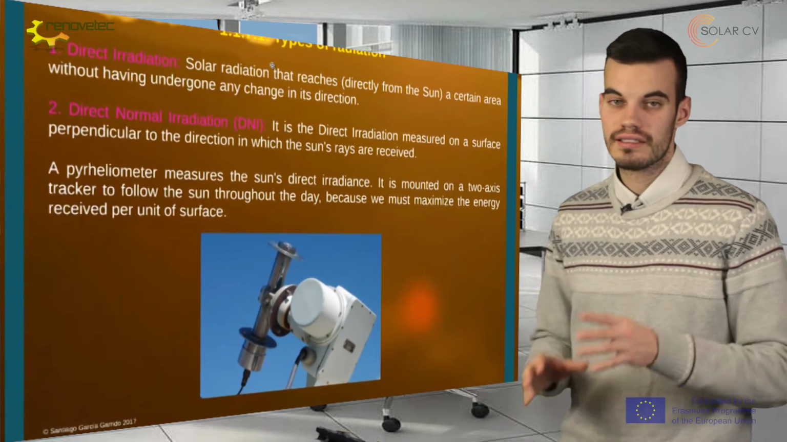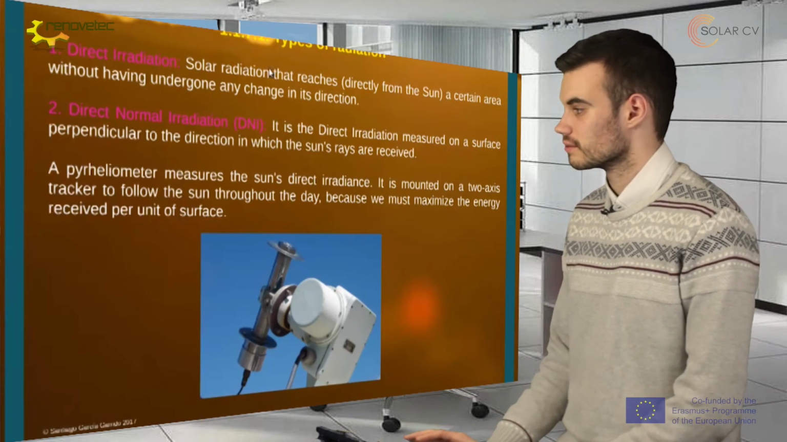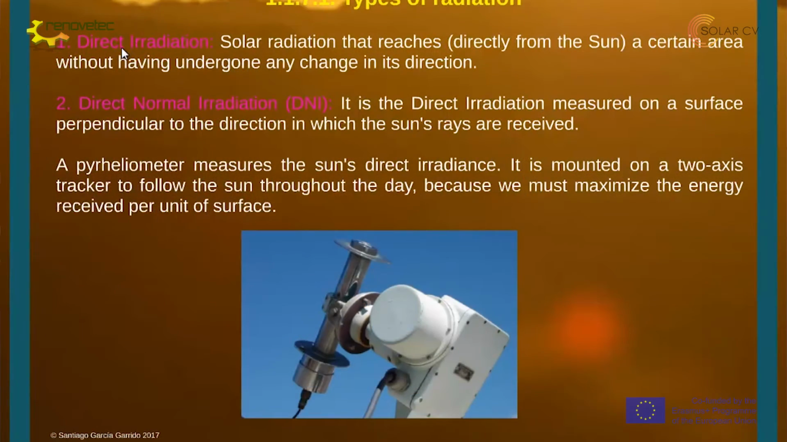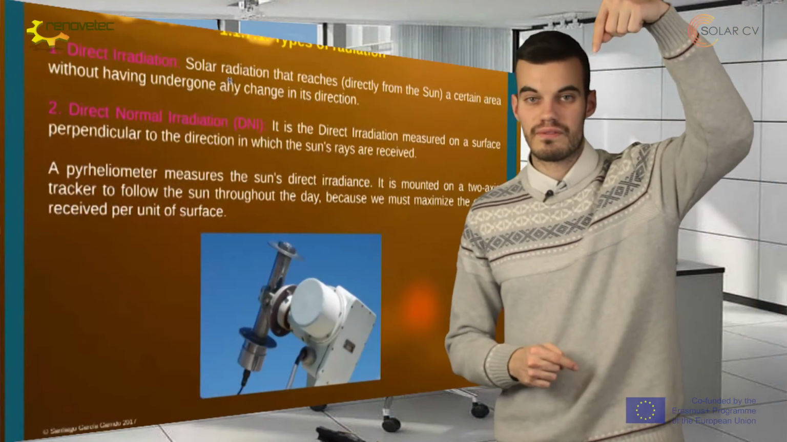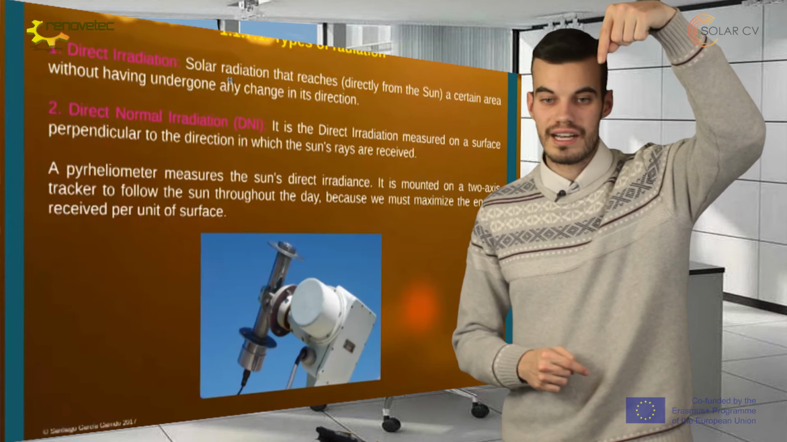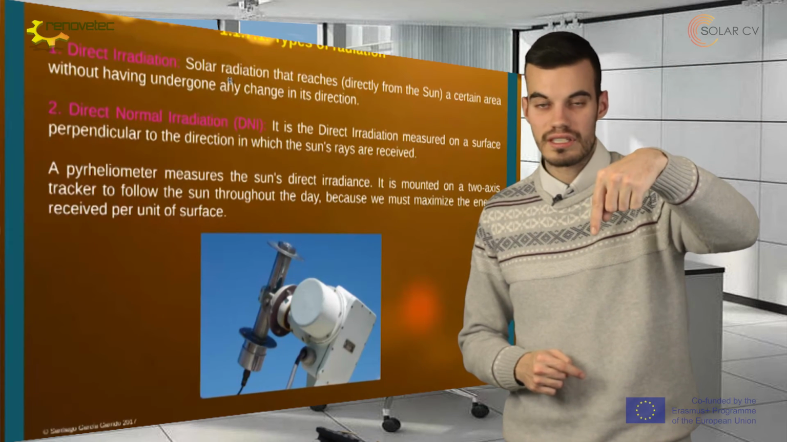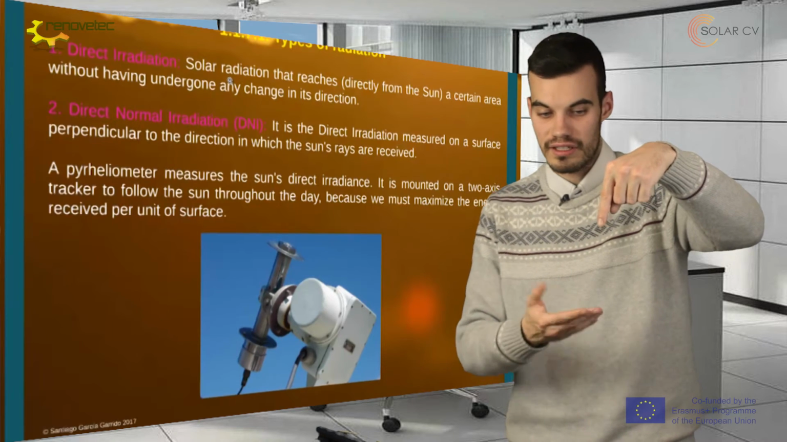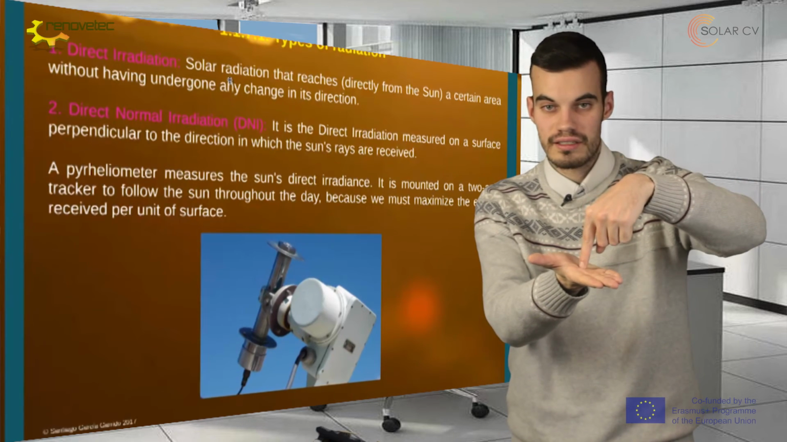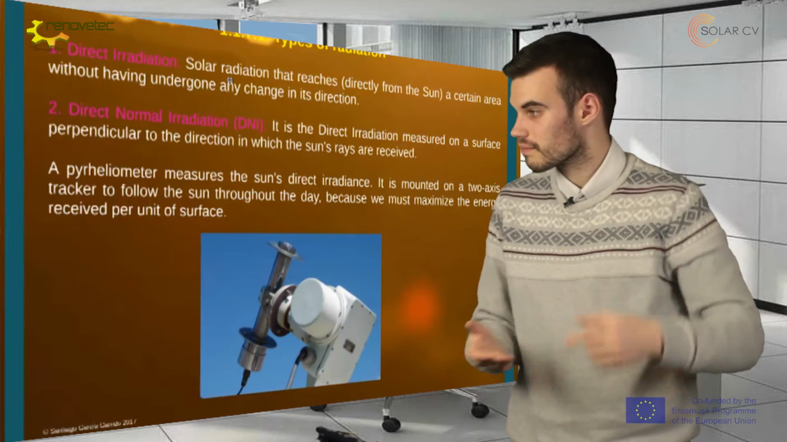So we can define different types of radiation. Direct irradiation is the solar radiation that reaches a certain area without having undergone any change in its direction, i.e. we are going to receive this in the atmosphere and it's going to pass through the atmosphere without changing its direction, and it's going to hit this surface directly.